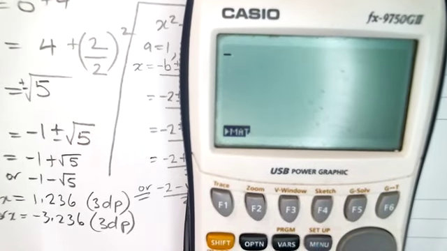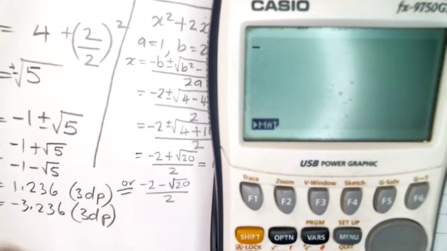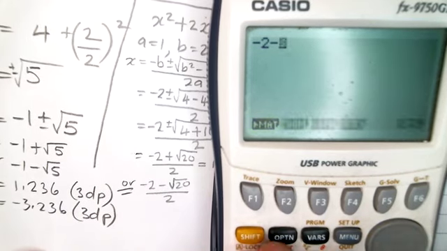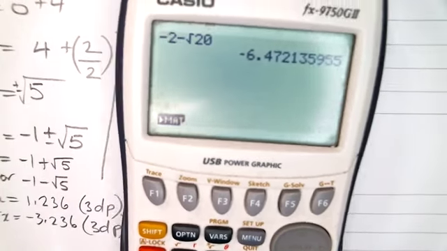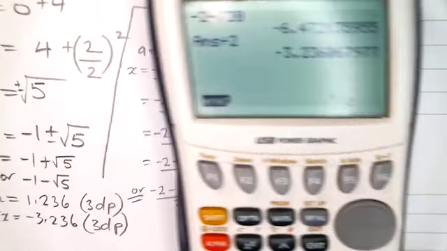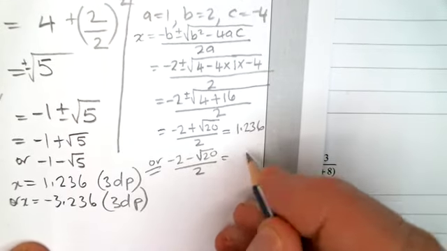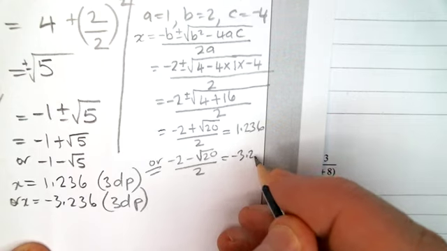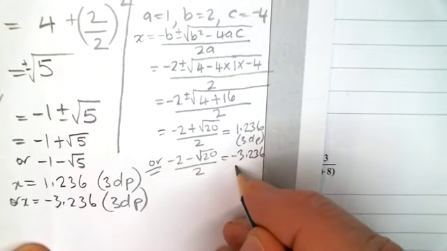So here it is. We're going to have -2. Again, I'm doing this one here. Yeah. So -2 minus root 20 is negative that thing there. I'm just going to divide that by 2. Divide by 2 is -3.236, which is this one right here, which equals -3.236. Again, and you want to put in here 3dp.